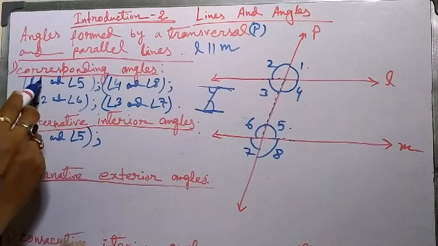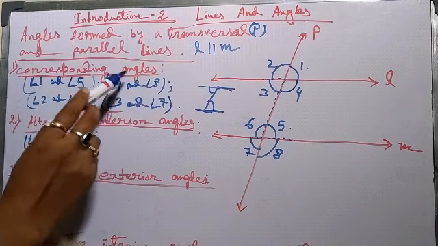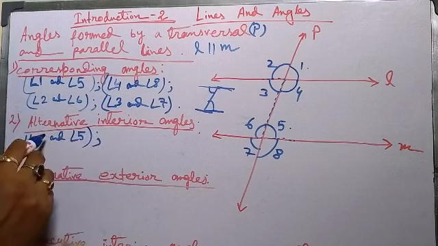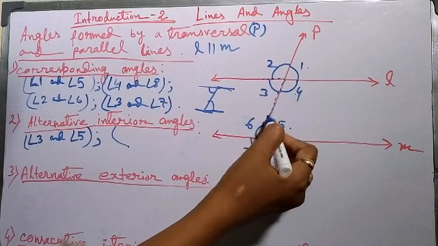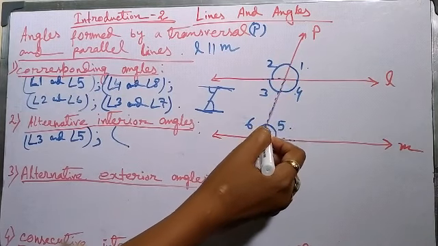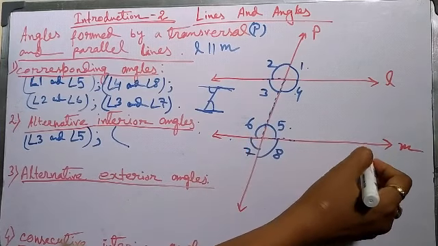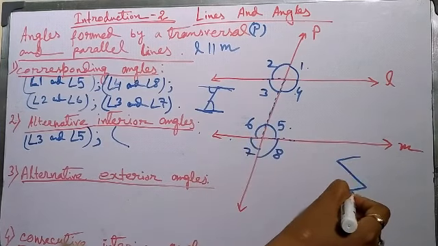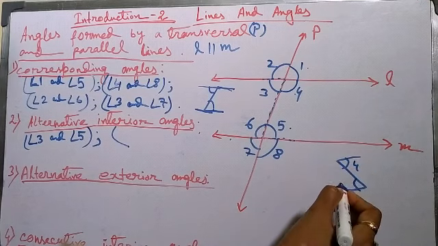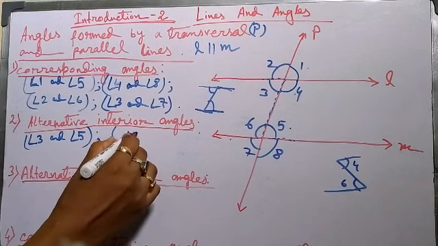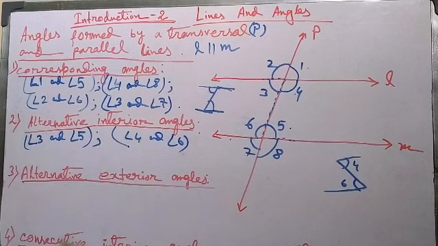Here also corresponding angles: angle 1 equal to angle 5, angle 4 equal to angle 8. These all angles are equal. Next alternative interior angles will be angle 4 and angle 6. Here also a reverse Z is formed. So this angle and this angle, this is 4 and this is 6. So we can say that 4 and 6 are alternative interior angles.